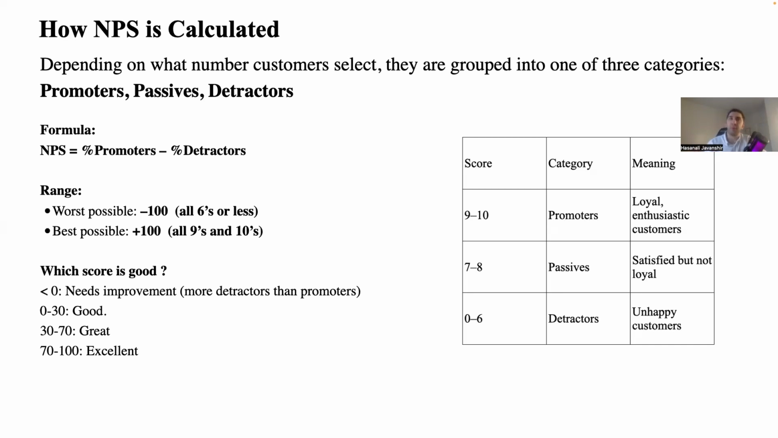And you might ask what score is good. In this case, it's actually very changing. Every industry has its own NPS benchmark, and you can compare with your peers and competitors. But in general, anything below 0 is seen as a not good score. It definitely needs improvement. From 0 to 30 is good. 30 to 70 is great, and 70 to 100 is excellent, top class companies.